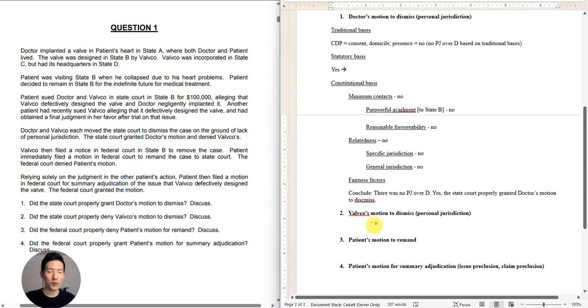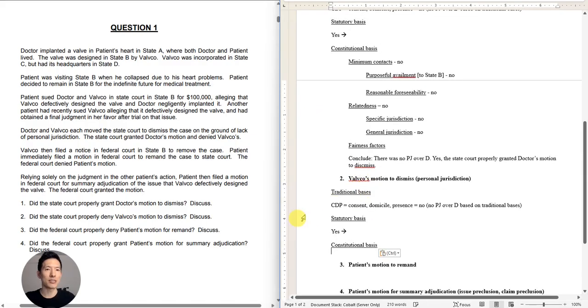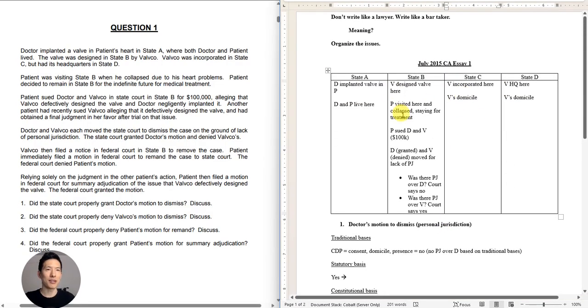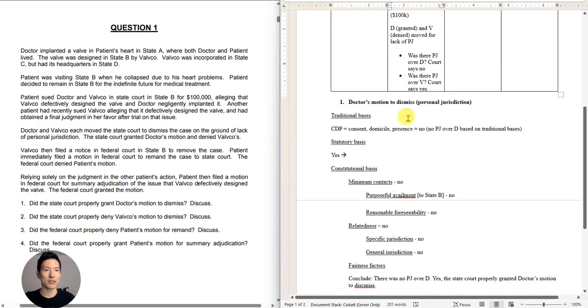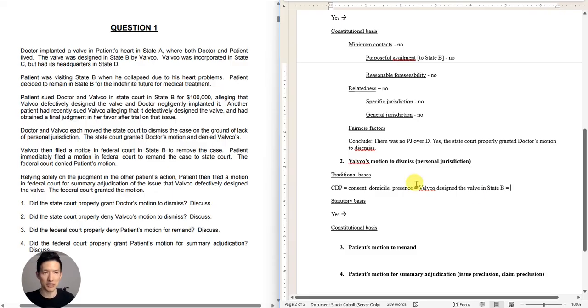So let us fly through the same analysis, but for Valveco. We'll copy the 3 bases here. So once again, CDP, car dealerships piston contest. Consent, domicile, presence. We already know that there is some domicile in state B. Valveco designed the valve here. And so we can say that Valveco designed the valve in state B, meaning there was some level of presence.